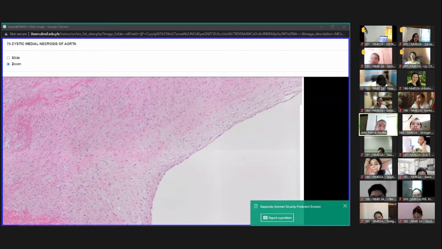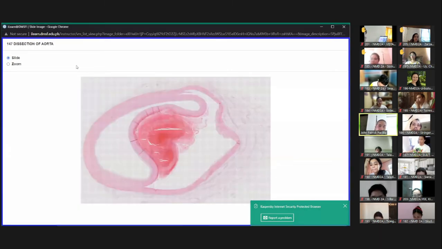Okay. So aortic dissection, in this particular image, would show what they call a double barrel lumen. One would be the true lumen, okay, so this would be the true lumen. And this would be the false lumen.